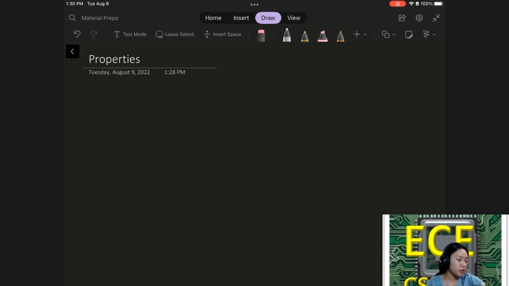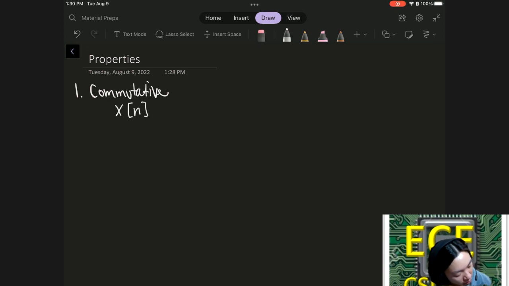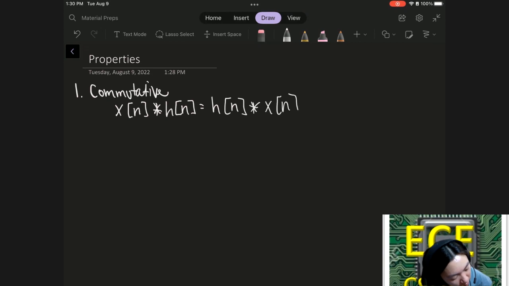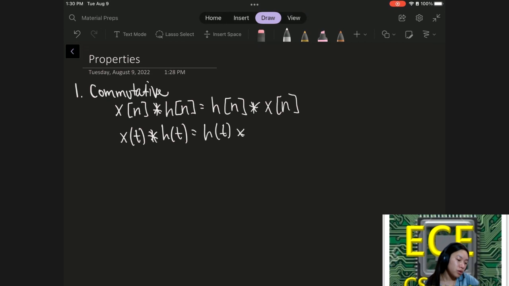So the first one is it's commutative, which means the order does not matter. So if I have x of n convoluted with h of n, then I could flip those. So I could do h of n convoluted with x of n. And for the continuous case, same thing. x of t convoluted with h of t will equal h of t convoluted with x of t.